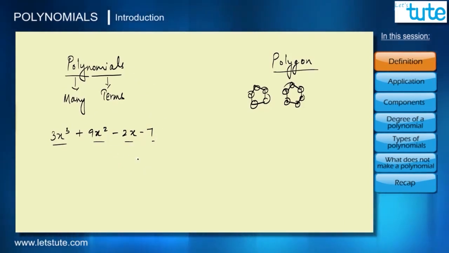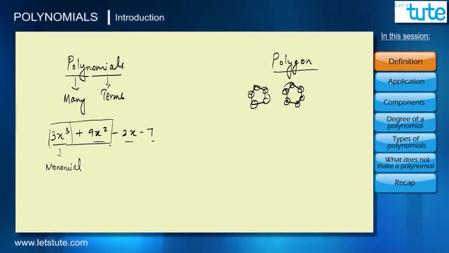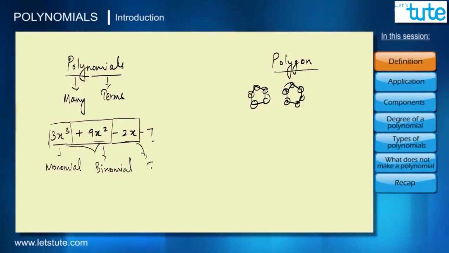What about the expression which has less than 3 terms? So let's say if we only had 3x cubed with us, then it would be called a monomial. Similarly, if we had 9x squared along with 3x cubed, it will be called a binomial. Again, if we have 3 terms, then it will be called a trinomial.